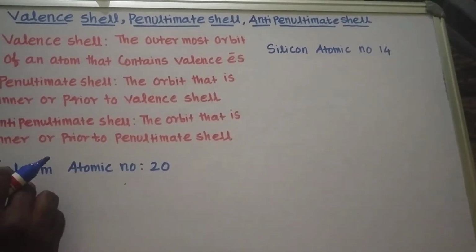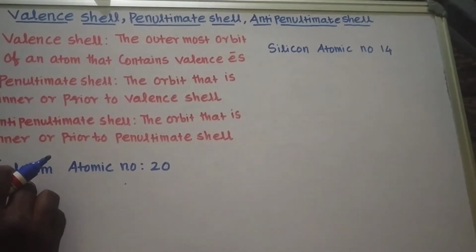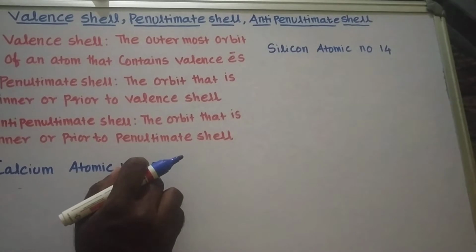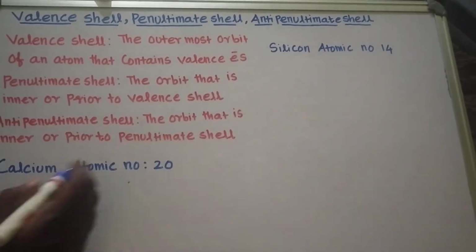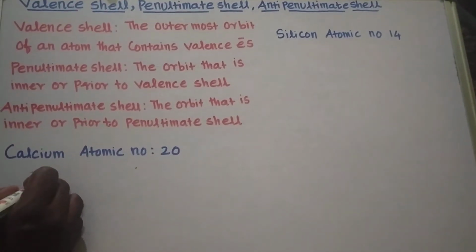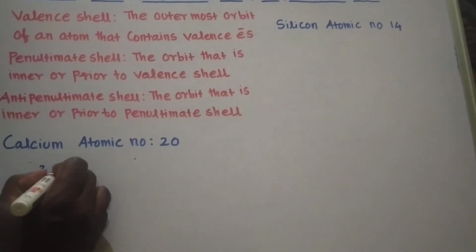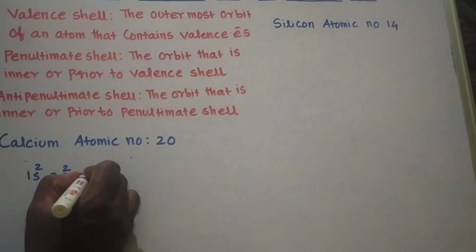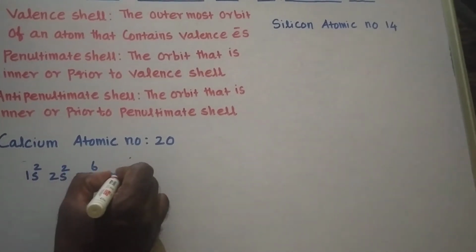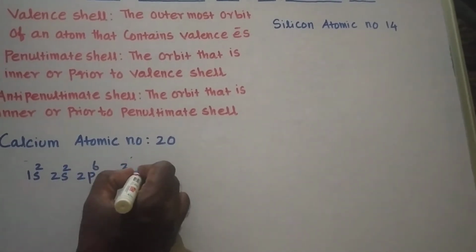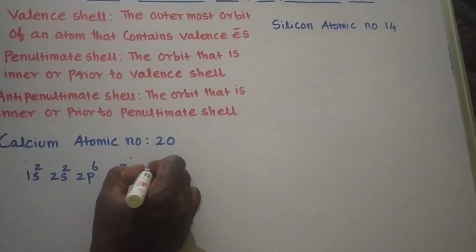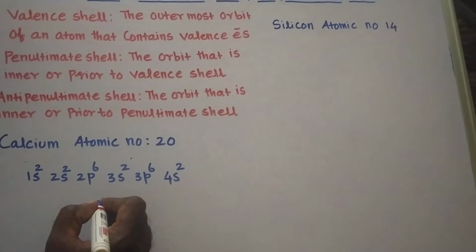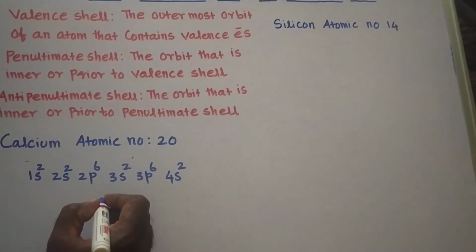Now let us consider calcium. The atomic number is equal to 20. So now we are going to see the electronic configuration: 1s2, 2s2, 2p6, 3s2, 3p6 and 4s2. This is the electronic configuration of calcium.